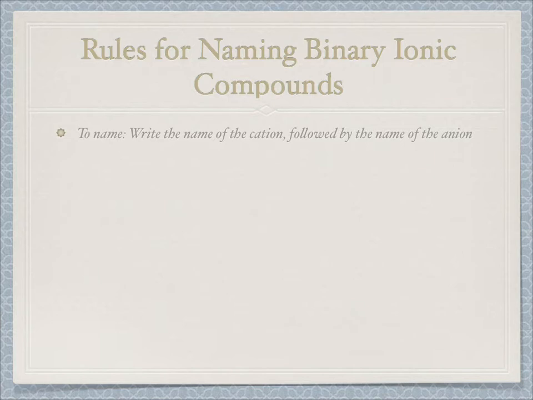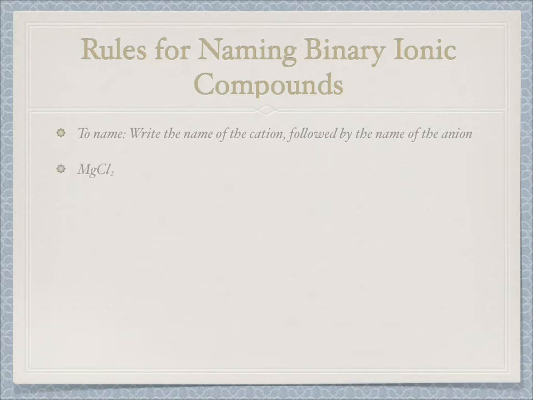Alright, the rules for naming binary ones are really pretty straightforward, pretty easy. I actually think naming compounds is easier than writing formulas for compounds, because you don't really have to worry about how many of each thing. You just look at the formula and follow these rules. One, write the name of the cation first. Always cation first, followed by the name of the anion. Remember, anions, if we're talking about binary, end in IDE. You do have to change them to IDE. But otherwise, it's pretty straightforward.